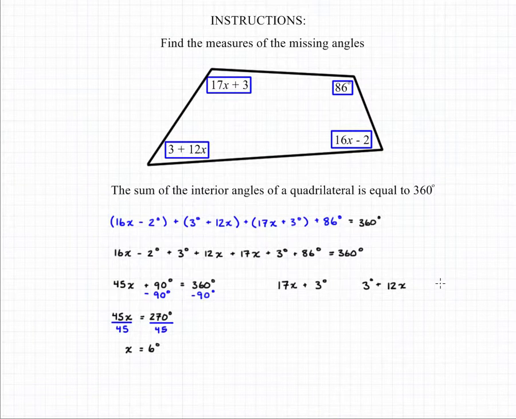Once we know that, we can write out the values for each of the unknown angles in terms of x. So we have 17x plus 3 degrees, 12x, and 16x minus 2 degrees. From here, we can plug in the value 6 degrees for x in each of these expressions.